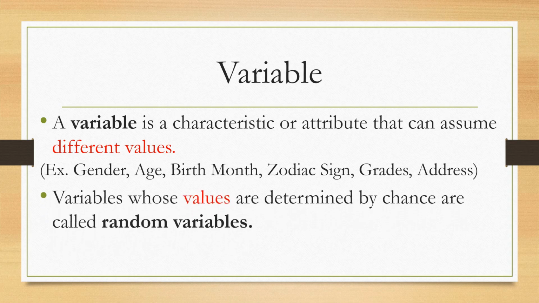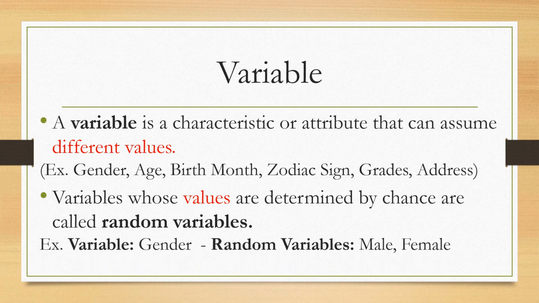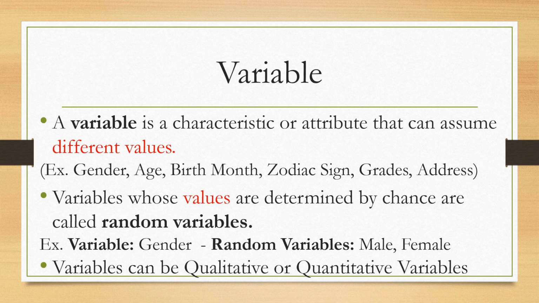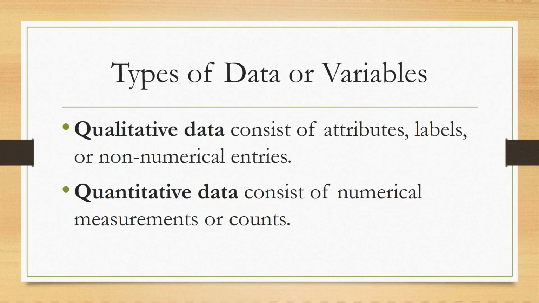Variables whose values are determined by chance are called random variables. Say, for example, if our variable is gender, then our random variables will be male and female. Variables can be qualitative or quantitative variables. These are the types of data or variables. First type is qualitative data, which consists of attributes, labels, or non-numerical entries. And the second type of variable is quantitative data, which consists of numerical measurements or counts.